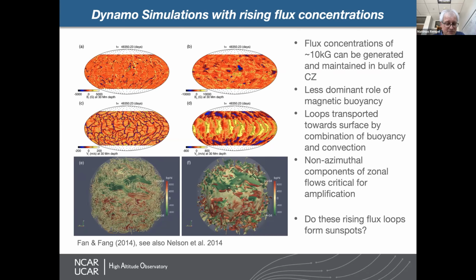And the question was, and it has been for a long time, if you take these flux concentrations, which are created at least in some of the global dynamo models, and move them all the way through the upper layers of the convection zone, which are not included in the simulation, do they actually form something which looks like active regions?